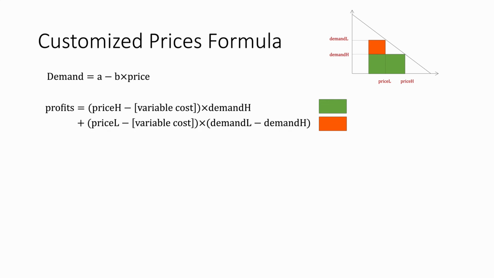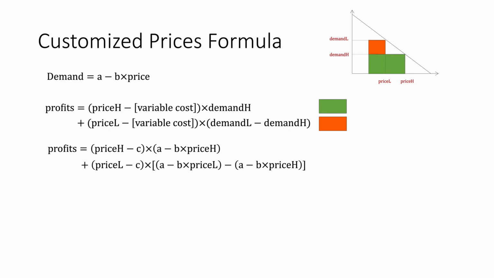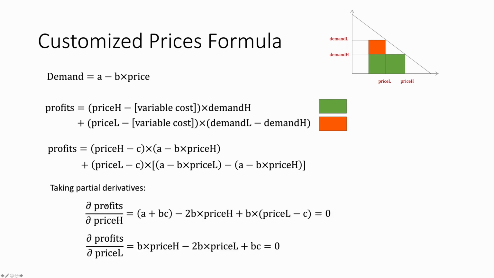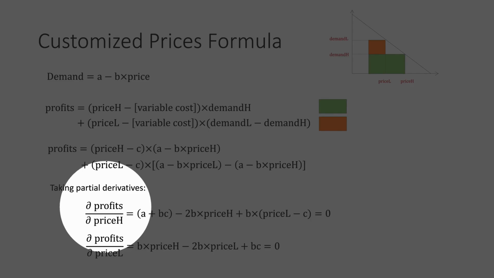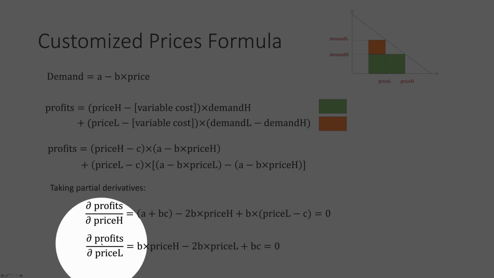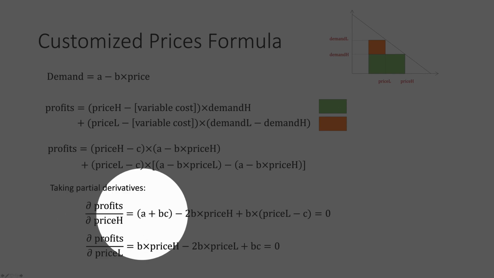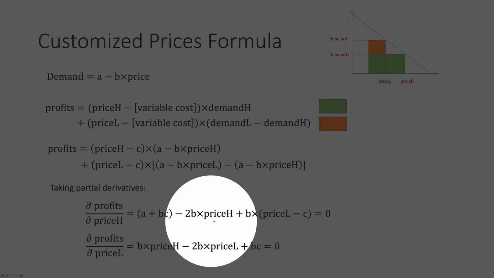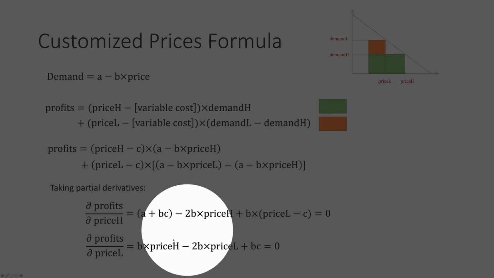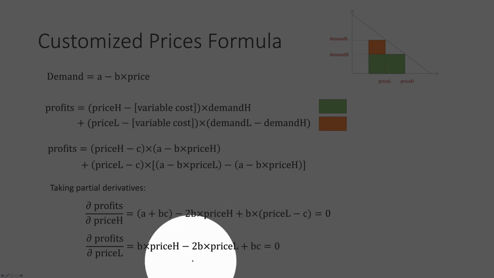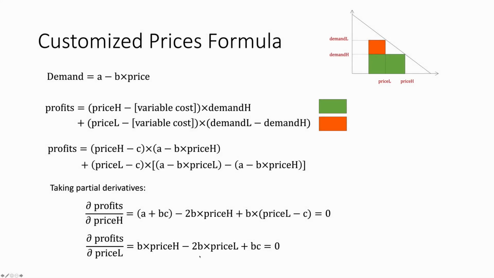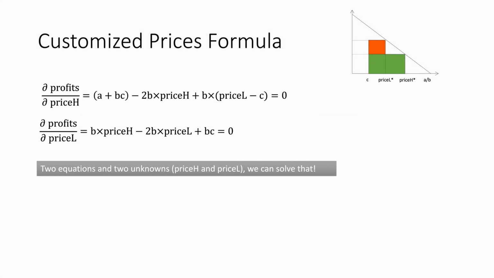Next, we substitute the formulas. We take two partial derivatives. First, profit with respect to the high price. Second, profit with respect to the low price. Here, then, we have two formulas, and the two unknowns are price high and price low. So two equations, two unknowns. We can solve that. Please pause the video and try to calculate price L and price H based on the two equations above.